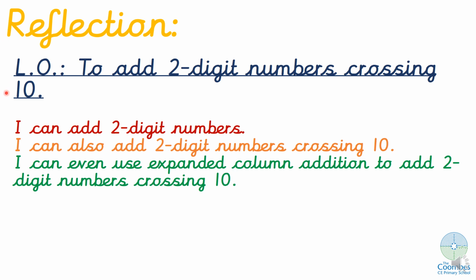Let's reflect on your learning for today then. So our learning objective was to add 2-digit numbers that cross the tens boundary. Can you add 2-digit numbers together? Can you also add 2-digit numbers that cross the tens boundary? And can you even use that expanded column addition to add the 2-digit numbers that cross the tens boundary? Well done for today, you've worked super hard.